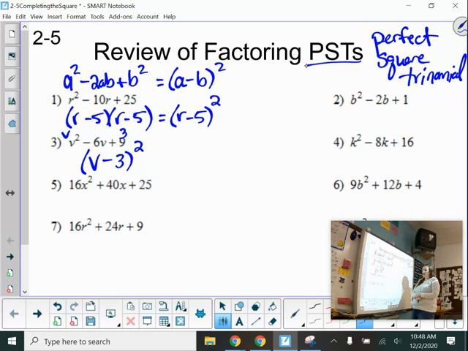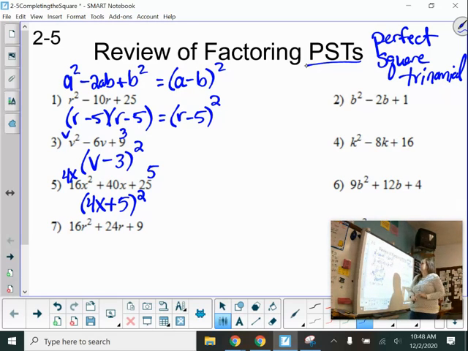As we look at number 5, the square root of the first term, we would take the square root of the number and the letter. This is going to be a 4x. The square root of the last term is 5. So this one is going to factor into 4x plus, notice the middle term does have that plus there, plus 5, and then squared.